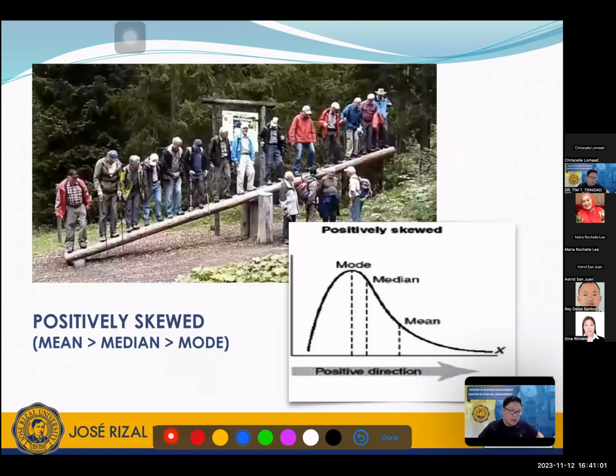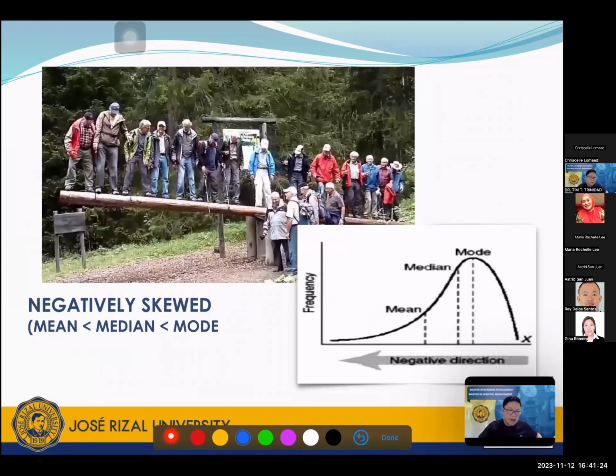So parang ganyan lang. In a positively skewed distribution, much of your data are distributed on this area. Kaya mas mabigat siya. Mas marami yung data na nag-fall dito compared to this side. So it will produce a negatively skewed. Ito din naman, for a negatively skewed, the concentration of data, mabibigat ito, nandito sila masyado, kaya naging magaan yung tail. So it points towards the tail. So that's how you analyze it.